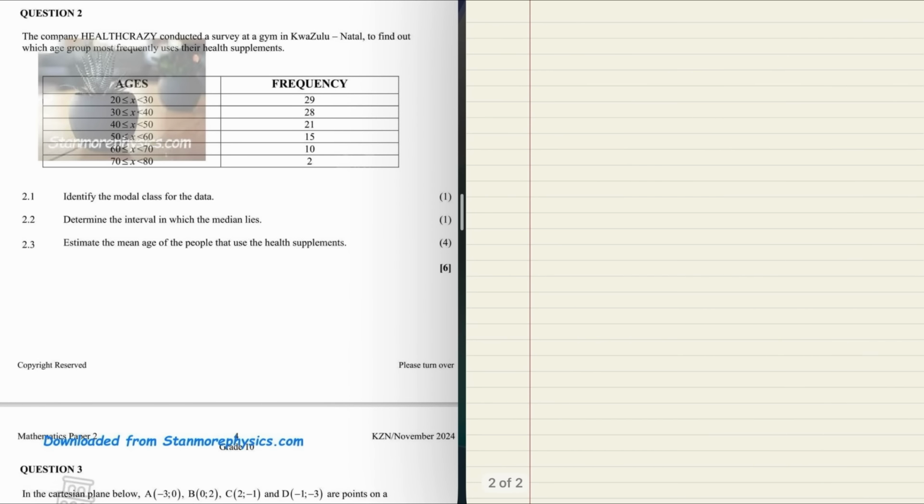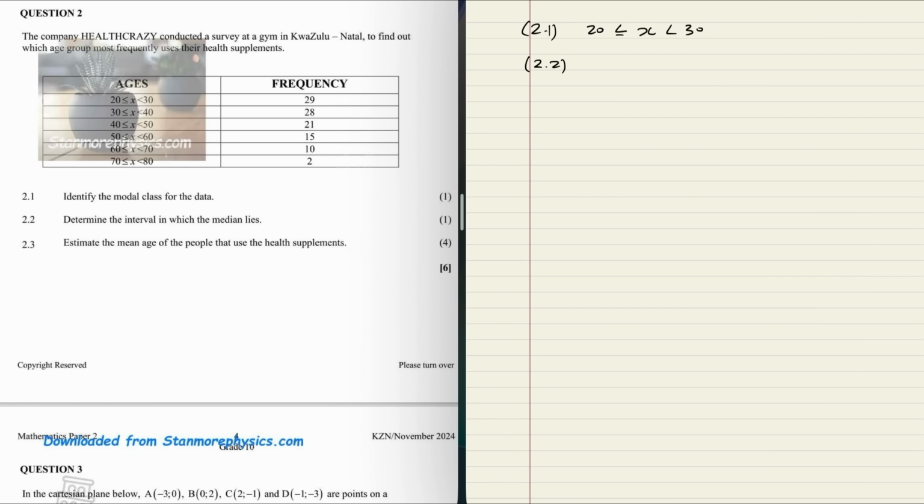The company Health Crazy conducted a survey at a gym in KwaZulu-Natal to find out which age group most frequently used their health supplements. Okay, so 2.1, identify the modal class for the data. Modal class is the interval that has the highest frequency, and that's going to be the first one, so x between 20 and 30. Question 2.2, determine the interval in which the median lies.